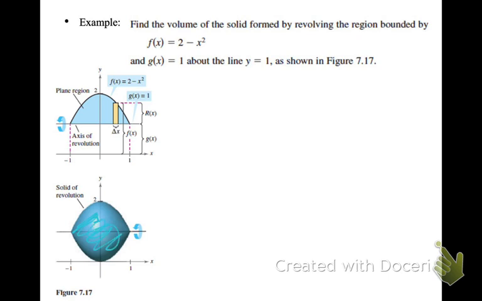But if I said rotate this thing right here, that would be a washer, correct? Because you'd have this big void. Make sense?